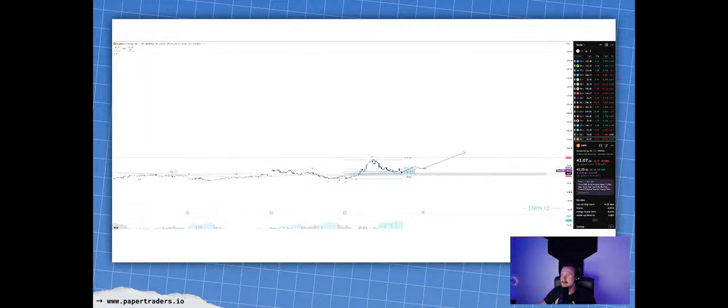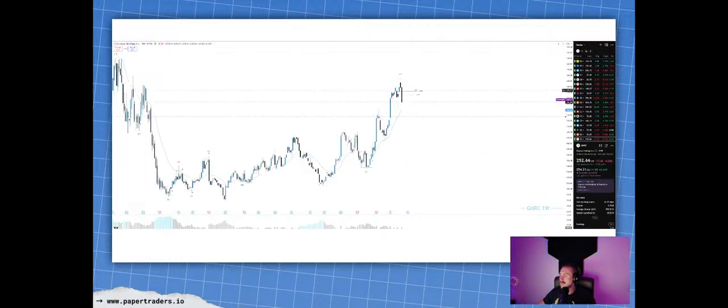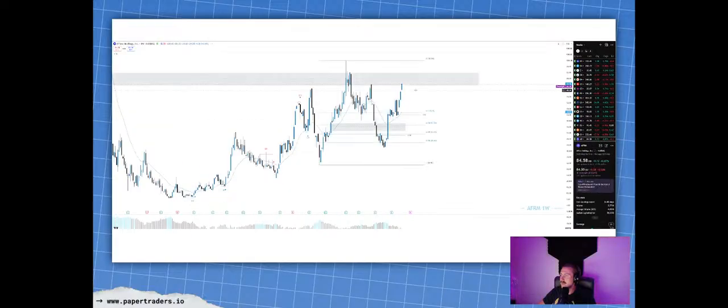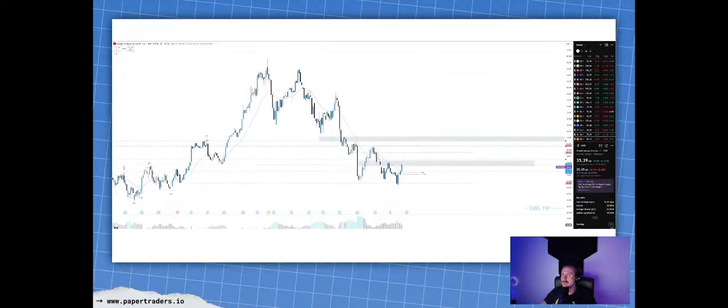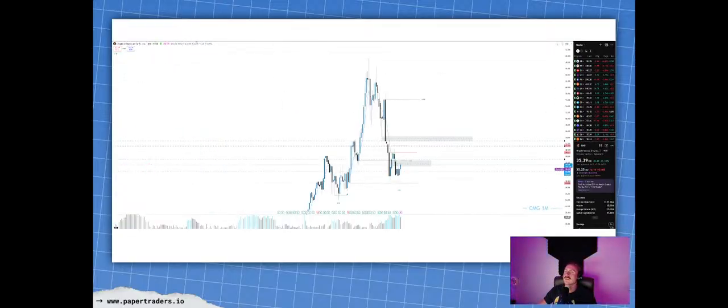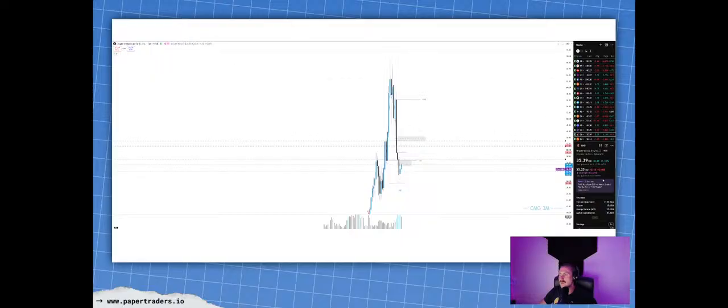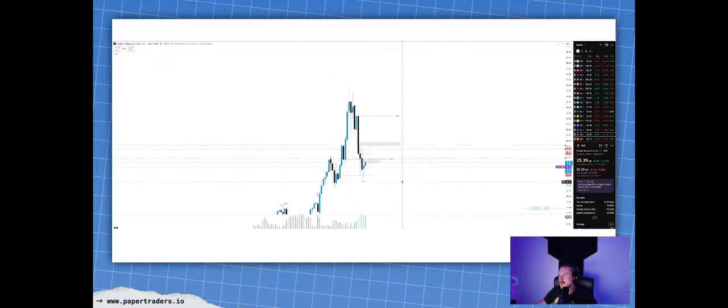ENPH just kind of keeps on gushing further into this OTE, so waiting on that one. Generac, Affirm, nice continuation out of that. Love CMG, Chipotle as well. Chipotle monthly SFP is looking good there, as well as that quarterly too. Quarterly close with the SFP inside that previous quarterly body.